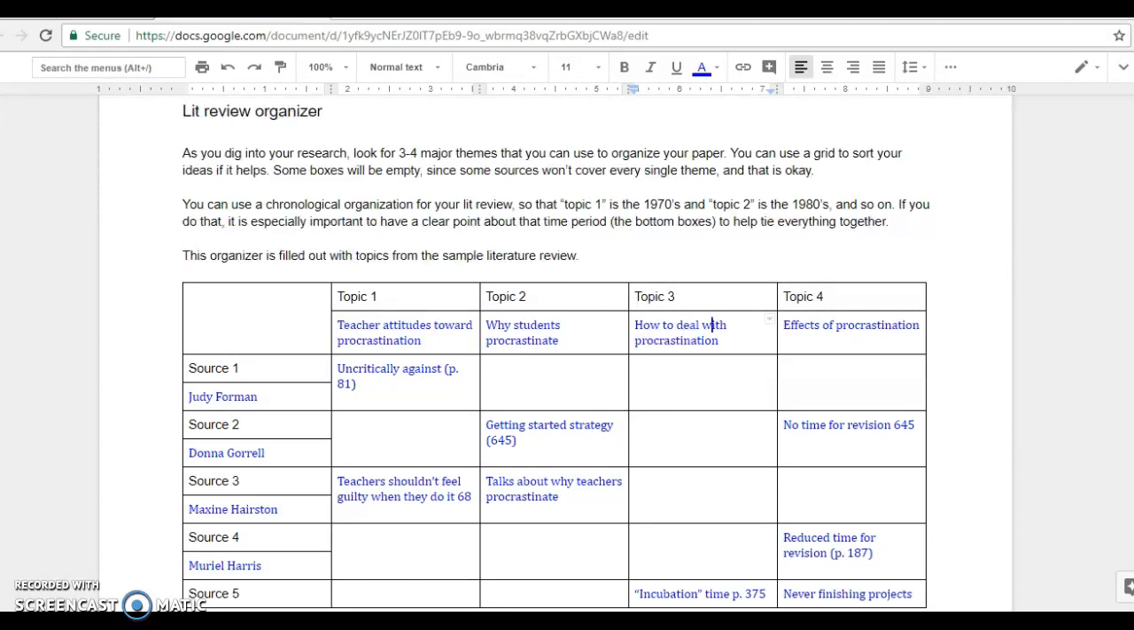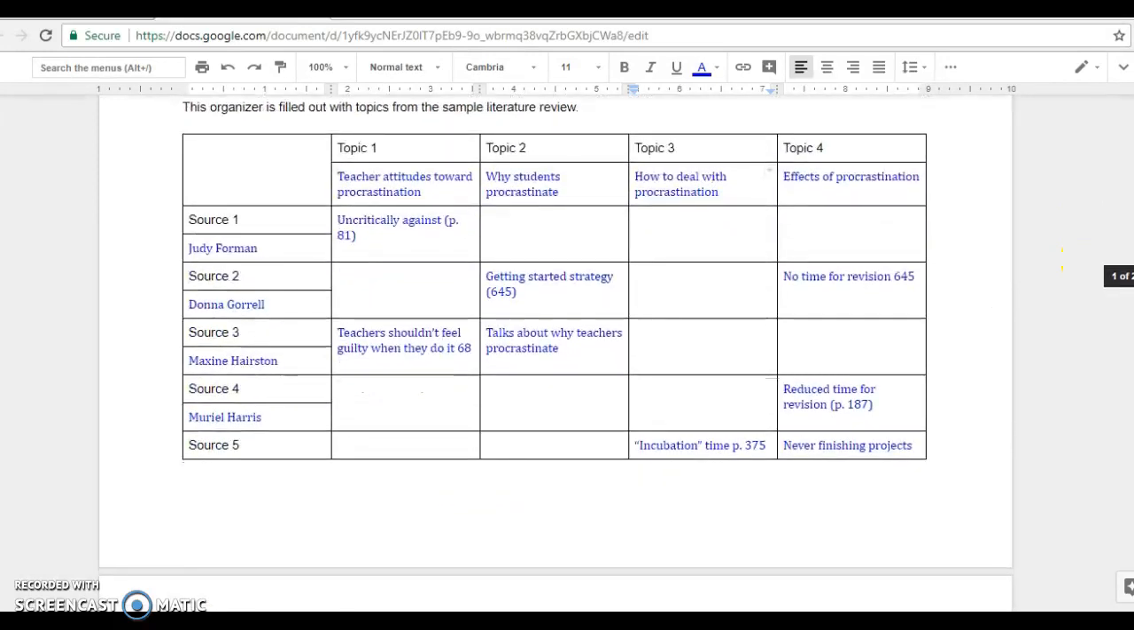So let's start with sources, because I think a lot of people are going to start with their sources. I've got rows here for my different sources. Source 1, Judy Foreman. Source 2, Donna Gorell. That's the author of my source. And in this row is where information from this source would go.